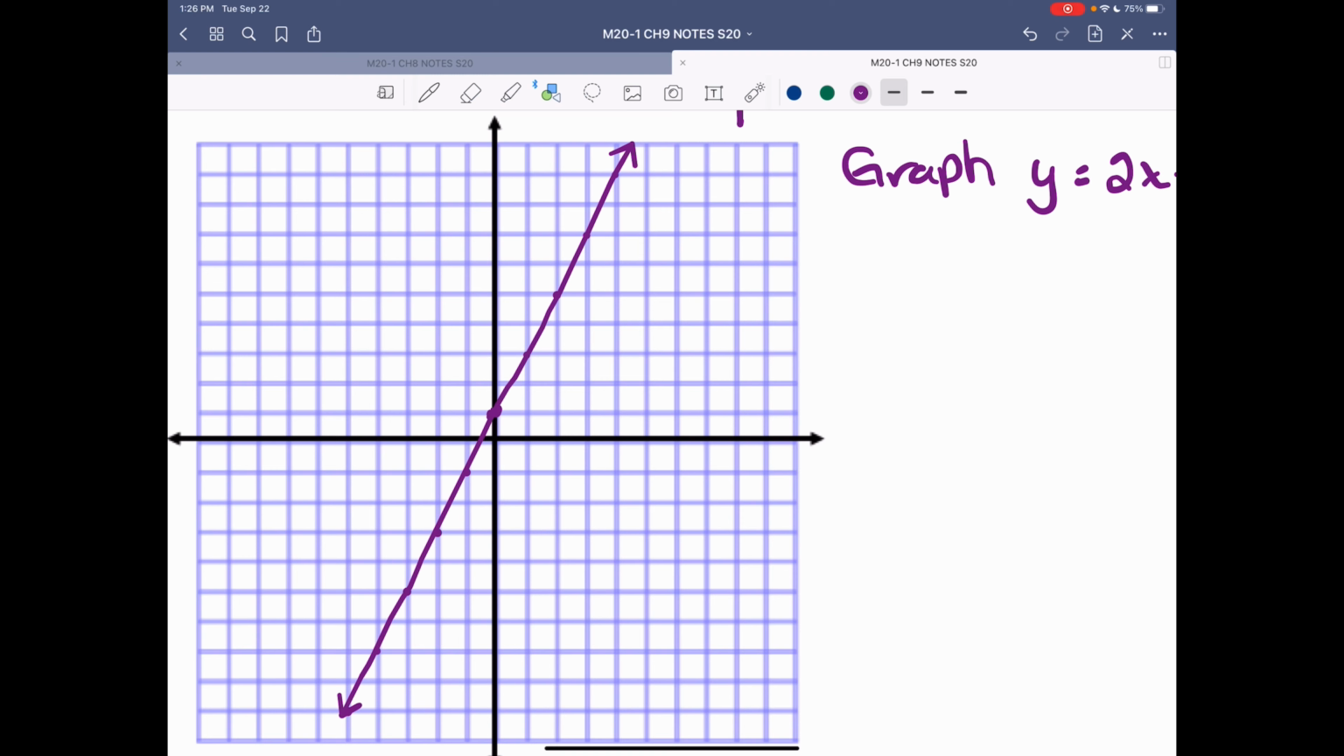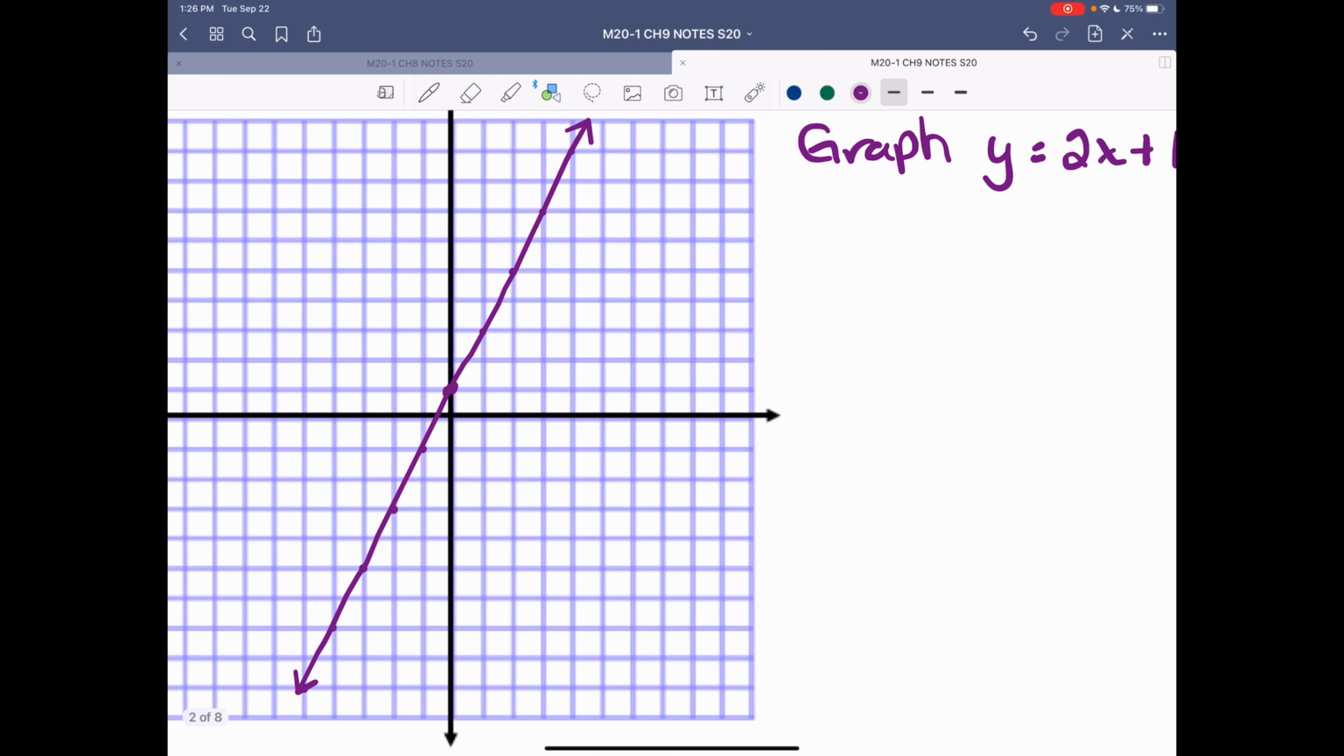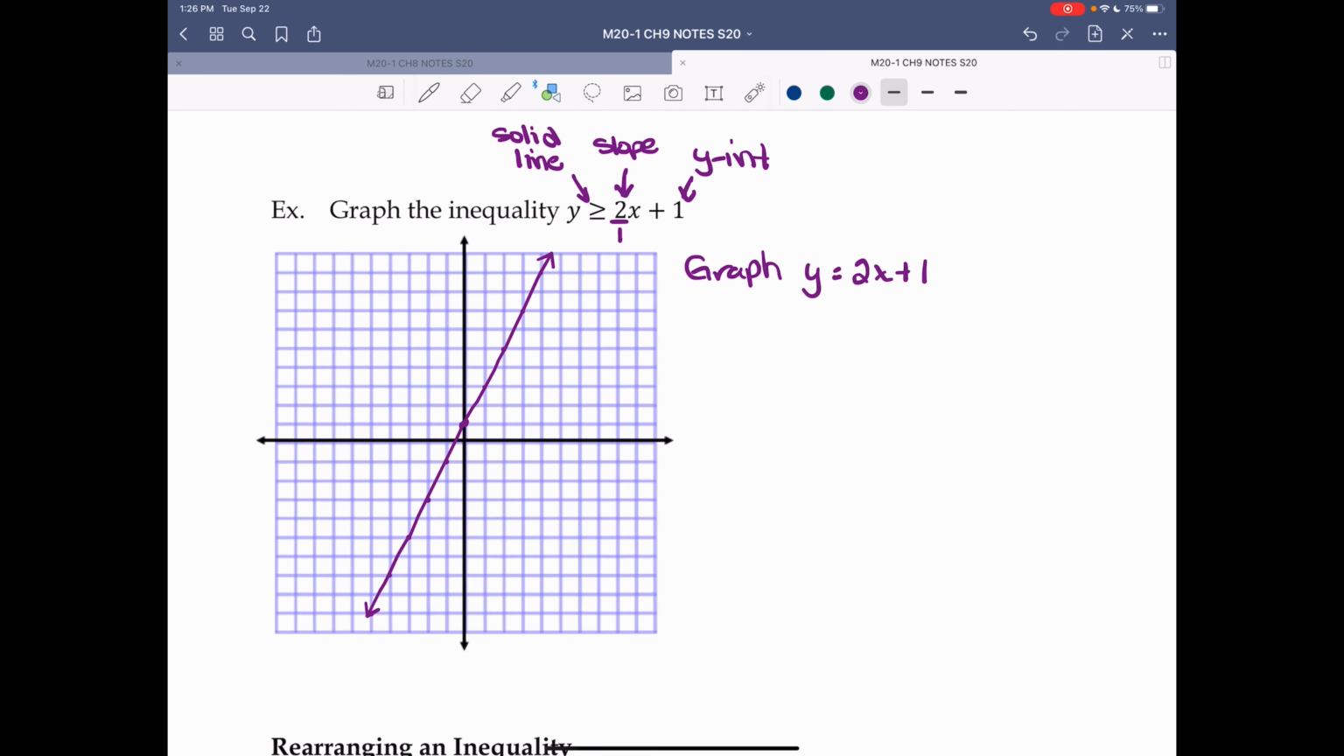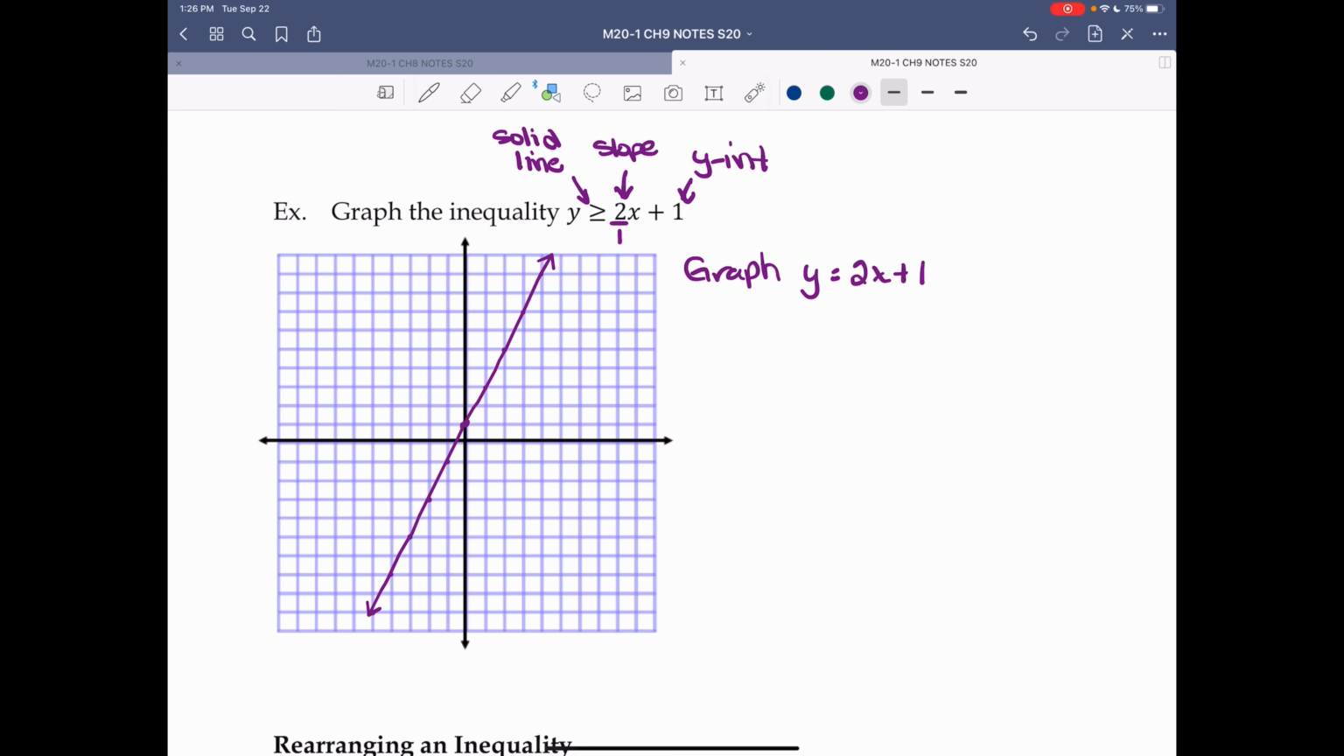And there is our graph y equals 2x plus 1. Next, we want to test a point on either side. So pick any point that's on either side of the equation and test the point. So let's do -3, 1.